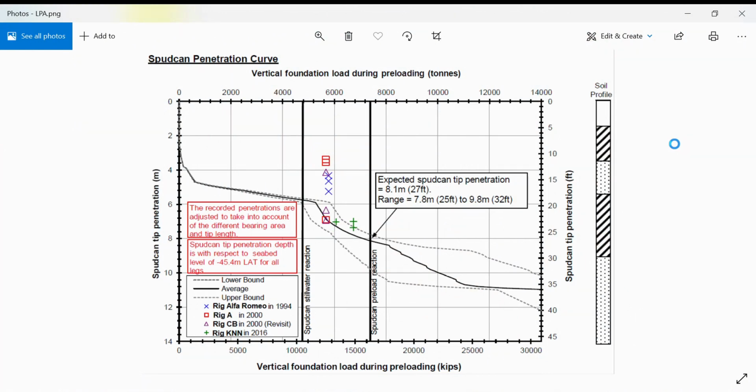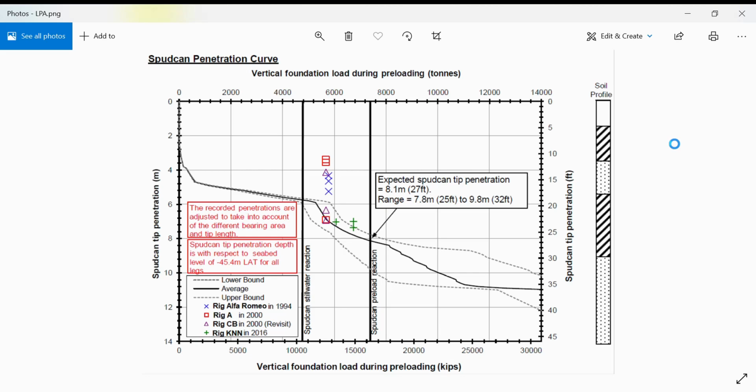This is video number 5, part 4. As I promised you guys, I will show you the spud can penetration curve. You guys have gone through all the drawings before. You can see all the old footprints and how the rig approaches the platform. So these are the considerations that you need to look at in the curve as well.